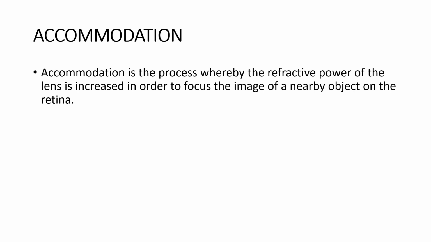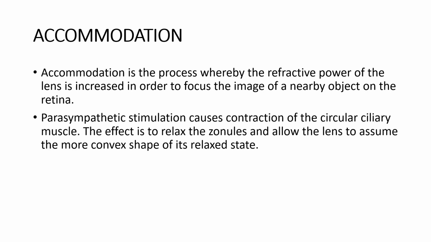So accommodation then is the process whereby the refractive power of the lens is increased in order to bring into focus the image of a nearby object onto the retina. So parasympathetic stimulation causes contraction of the circularly shaped ciliary muscle. The effect of this muscle is to relax the lens zonules, and this allows the lens to assume the more convex shape of its relaxed state. So the relaxed state of the lens is actually a more convex or ball-shaped shape.